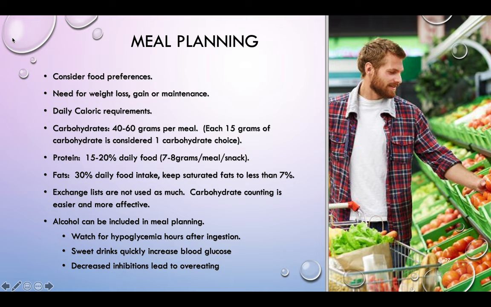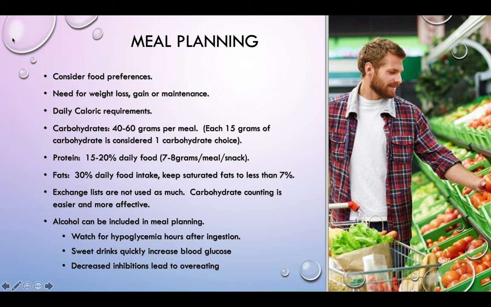This says carbohydrates 40 to 60 grams. That's in your book. Men can generally have more carbohydrates than women because they have more muscle mass. So women tend to, especially if they're overweight, need to stay at about 30 grams of carbohydrates per meal.